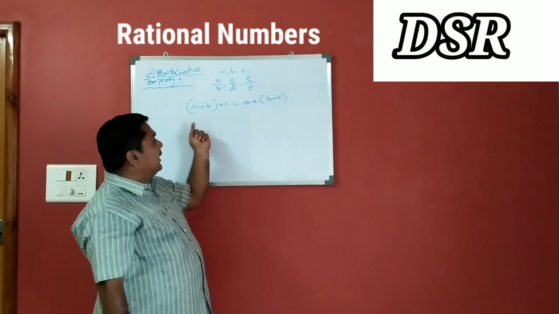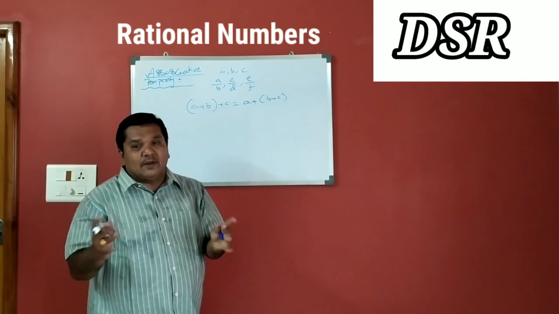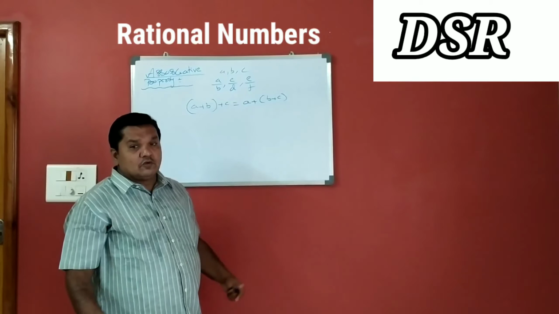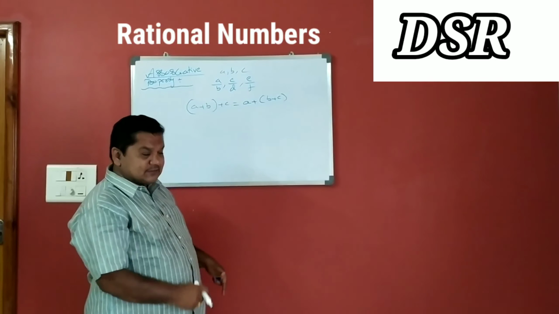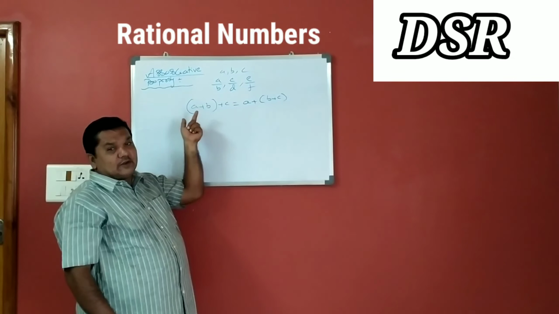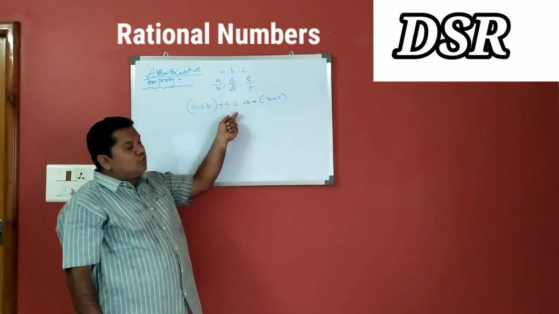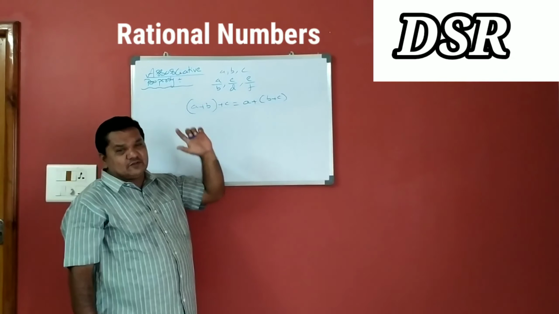For example, you can read a + b + c = a + b + c, but it has no meaning there. So that's why it can be read with brackets: (a + b) + c = a + (b + c).